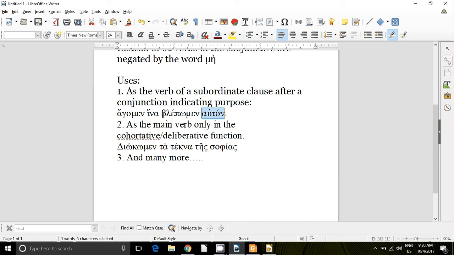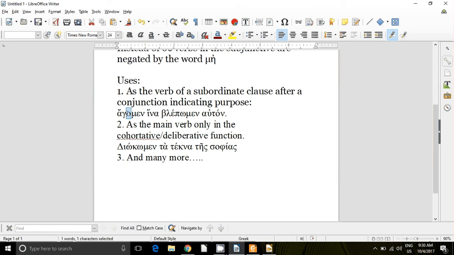So that's how we're going to translate the subjunctive after these conjunctions that indicate purpose. And sometimes they'll indicate result and so forth. But for now, we're just going to learn hina and purpose, and the translation using may or might. Now notice this is present tense indicative active. This is present tense subjunctive active. And now you see why it's so important that we don't say agomen here, but agomen.